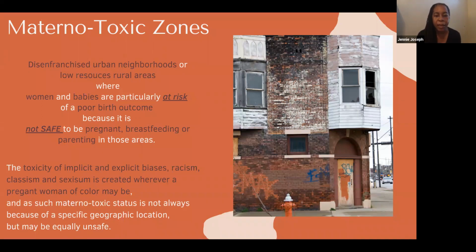Okay, so I consider the maternotoxic zone to be anywhere where a mother-baby family, a parent, is trying to thrive and not able to do it because of the environment. And so in this case, yes, I'm going to agree that social determinants of health, all of those lists, places where you live, work, play, worship, those areas where they are not the best, yes, definitely are maternotoxic. They are not safe for a pregnant mother, a breastfeeding person, parenting, it's just not safe.